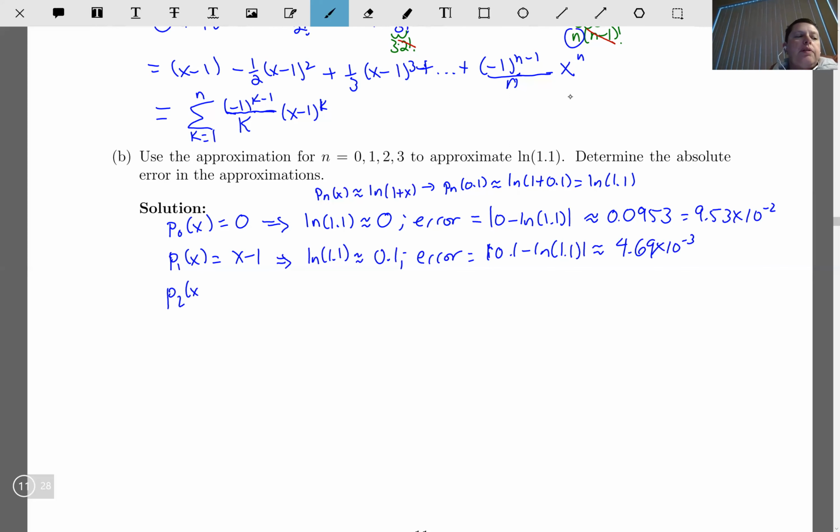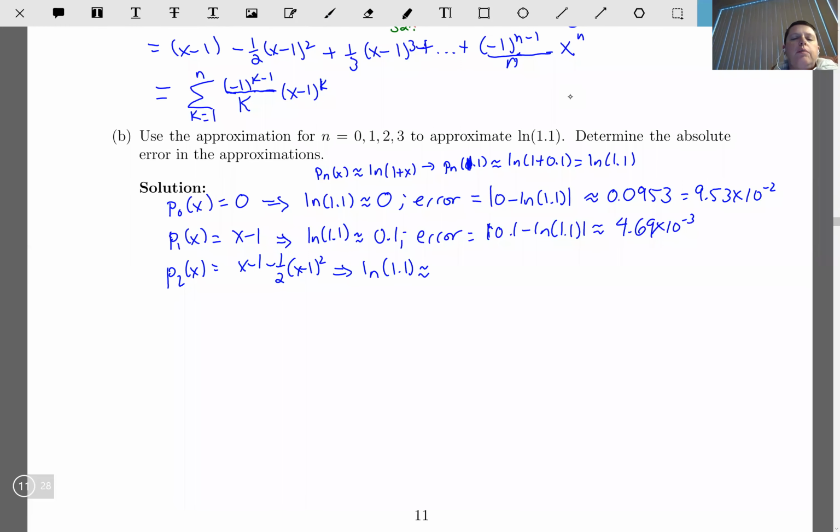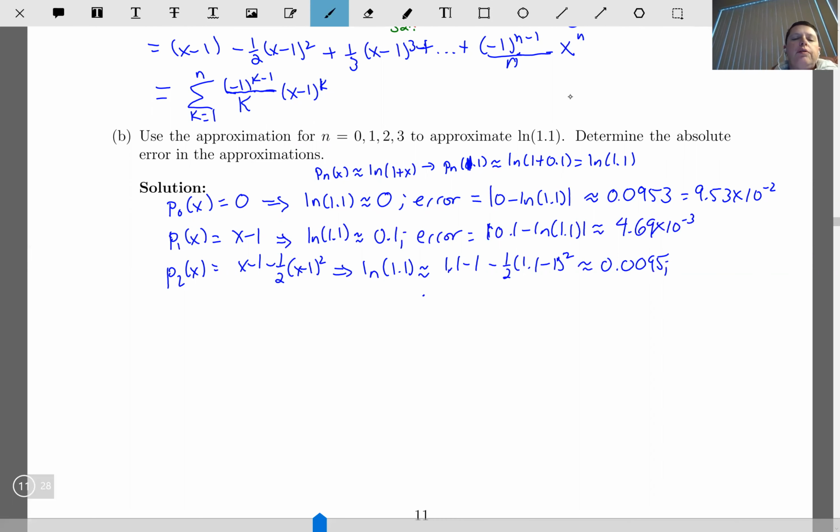All right, let's try P2 of x. P2 of x is going to be x minus 1 minus 1/2 x minus 1 squared. Wait a minute. Sorry, Pn of 0.1 is going to be log of 1.1. So I have 1.1 minus 1 minus 1/2 times 1.1 minus 1 squared, which is approximately 0.0095. And what's the error on this one? So I have 0.0095 minus log of 1.1, which is approximately 3.1 times 10 to the negative 4.